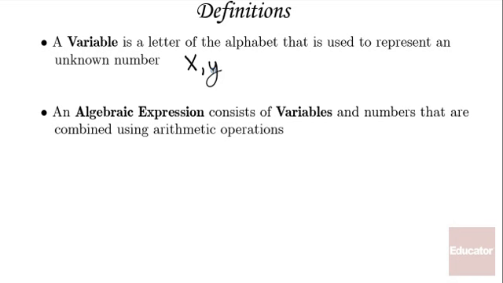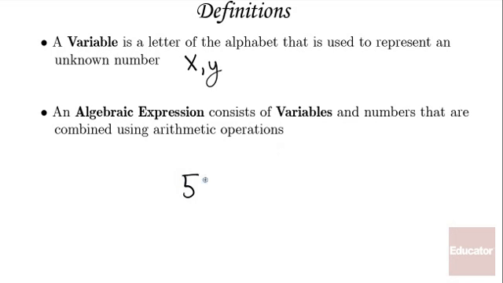When you see these letters, it's telling you we don't know what this value is. We can substitute in different values for x and y, but when you're working with it in an equation, you can manipulate it using operations such as addition and subtraction, just like you did in arithmetic. Okay. An algebraic expression consists of variables and numbers that are combined using arithmetic operations.